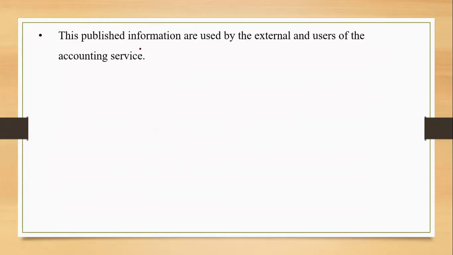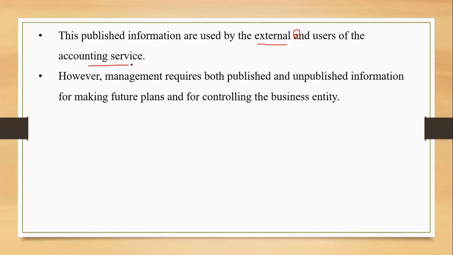This published information is used by the external users of the accounting service. However, management requires both the published and unpublished information for making future plans and controlling of the business entity. This is what I told you. Management would like to have the information with them, whether it is published or unpublished. Unpublished means if some problems are going on internally, that should also be known to the management, so that they can work on that for making the future plans and having the controlling process for the business entity.